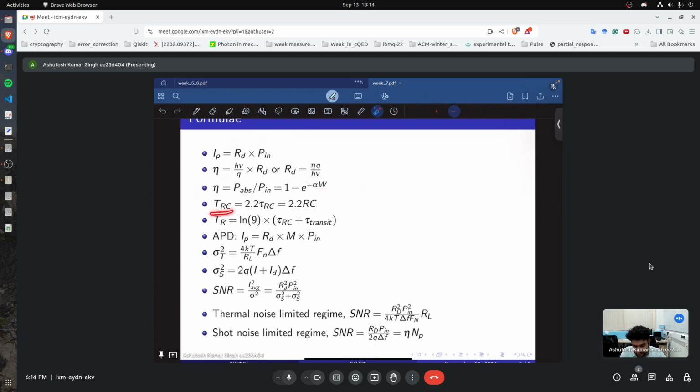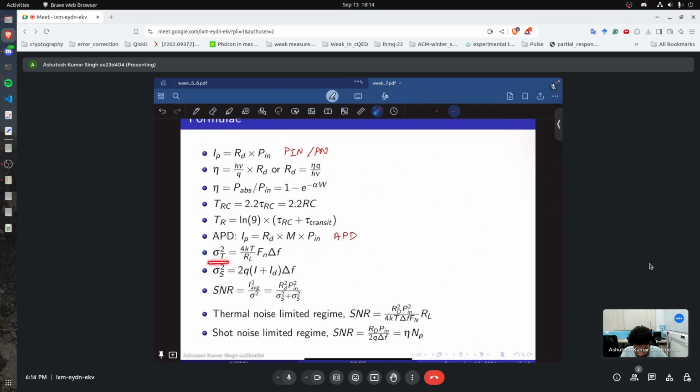Then we looked at the RC time constant, then rise time. Then we looked at this, which is just for a PIN photodiode or PN junction, whereas this is for an APD, where you see there's a multiplicative region here as well. So there is responsivity and there is input power which is present here and here, but there is also this M factor.